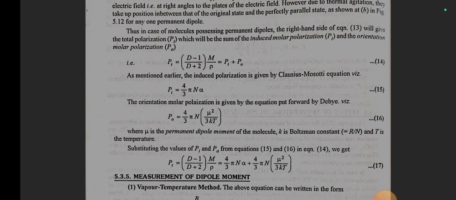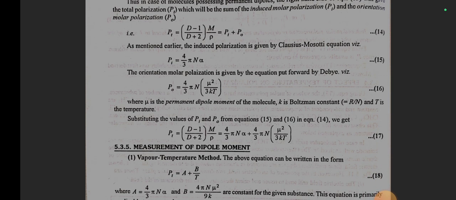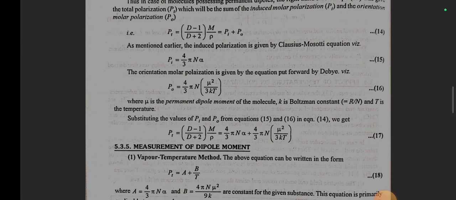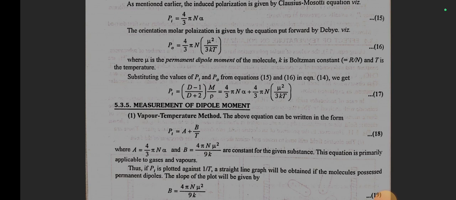Pi is equal to 4 by 3 pi N alpha. The orientation molar polarization is given by the equation put forward by Debye: P naught is equal to 4 by 3 pi N into mu square upon 3 kT, where mu is the permanent dipole moment of the molecule, K is Boltzmann constant, and T is the temperature.